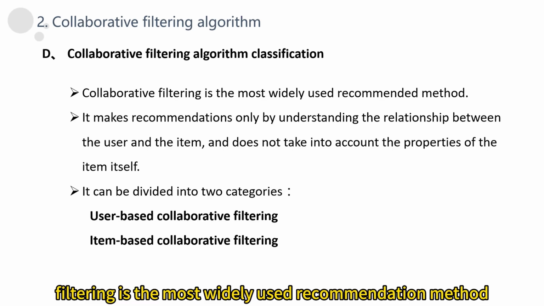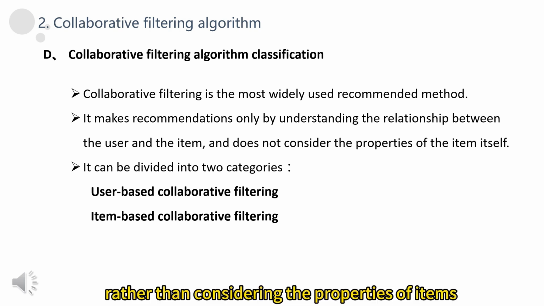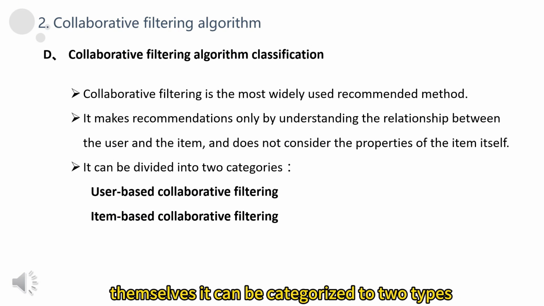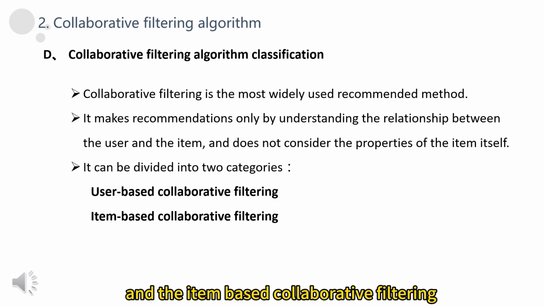Collaborative filtering is the most widely used recommendation method, which focuses on understanding the relationship between users and items rather than considering the properties of items themselves. It can be categorized into 2 types: user-based collaborative filtering and item-based collaborative filtering.